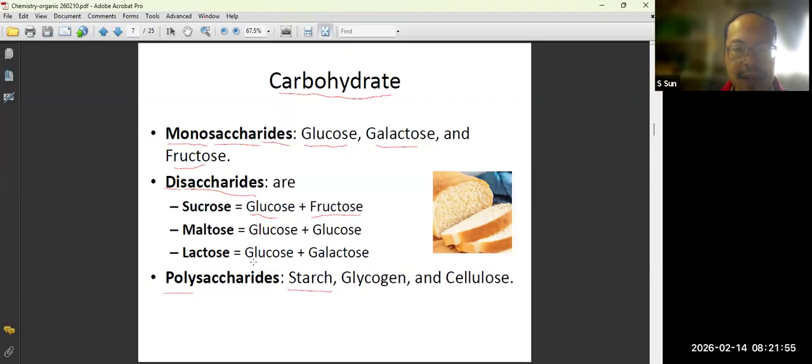Lactose contains one glucose and one galactose. Some people do not have the enzyme to break this apart. You can drink milk. Milk contains lactose. And some people do not have the enzyme to break lactose into glucose and galactose. So they have lactose intolerance, because if you don't break them, you are not going to absorb them. So in your gut, you need to have the enzyme to break lactose into glucose and galactose.